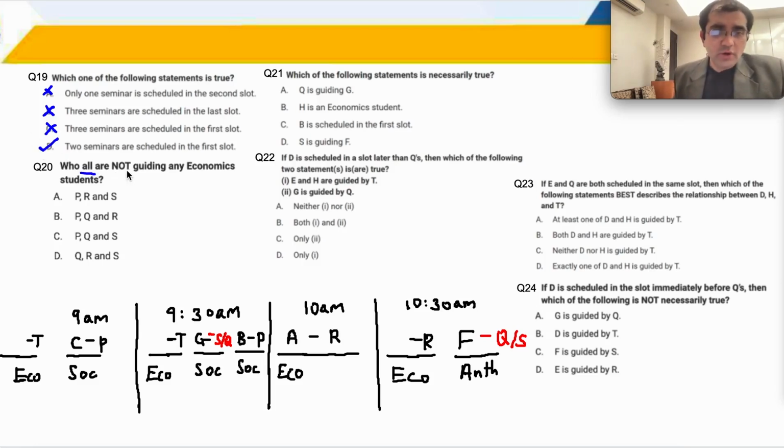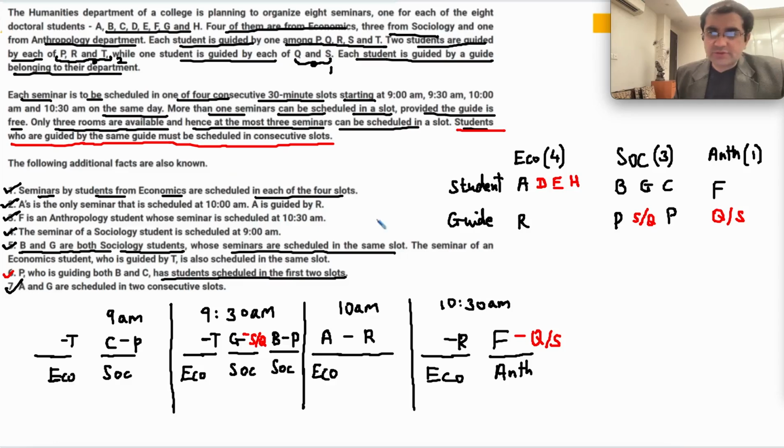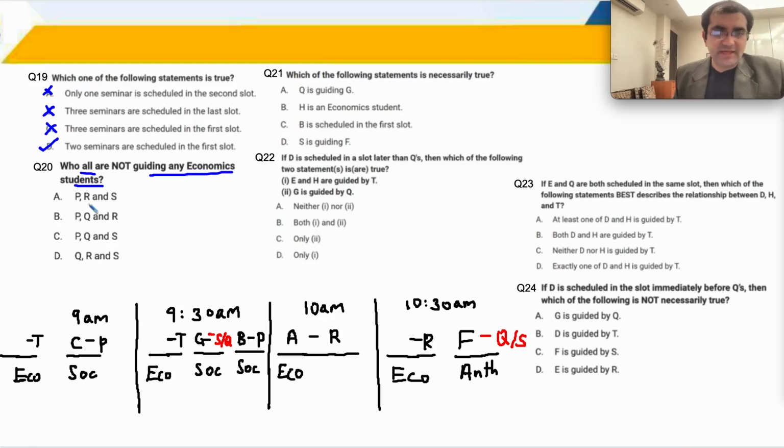Next, who all are not guiding any economics students? Who all are not guiding any economics students, so we can check over here. Who is not guiding economics students? P, Q and S. That should give us P, Q and S. So the C part is the right answer.